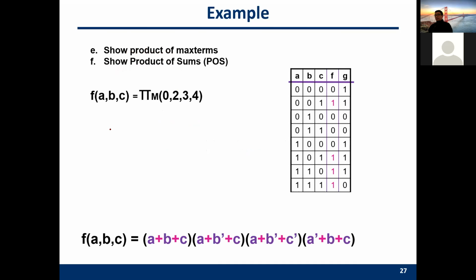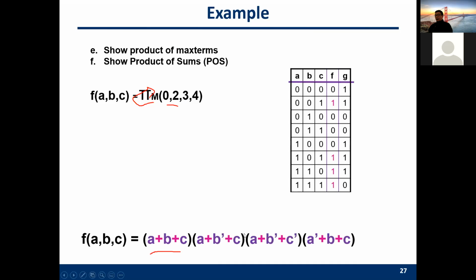And this is the max term. The max term is the product. Each max term is a sum. It's also called a product of the sum. You can also try to simplify these equations.